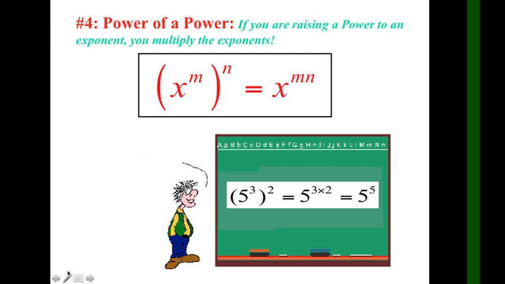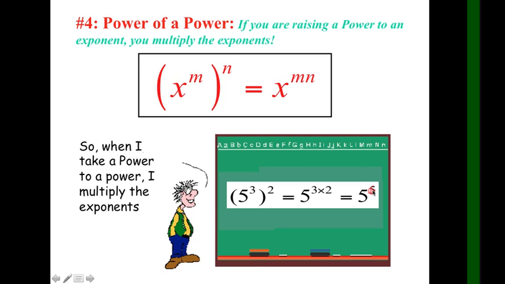I think it's 6, not 5. It should be 6, not 5. Sorry for this. So it should be 5 raised to 6. So, when I take a power to a power, I multiply the exponents.